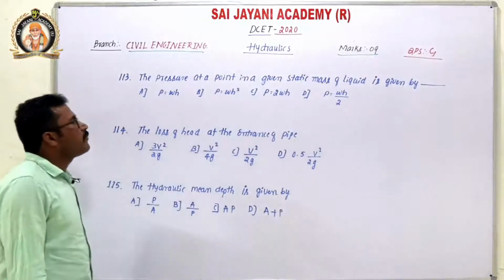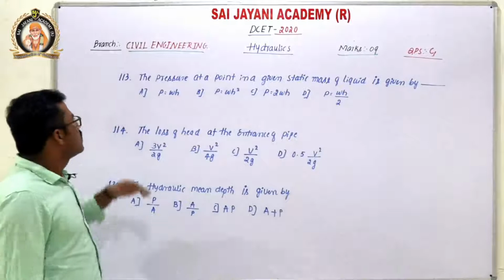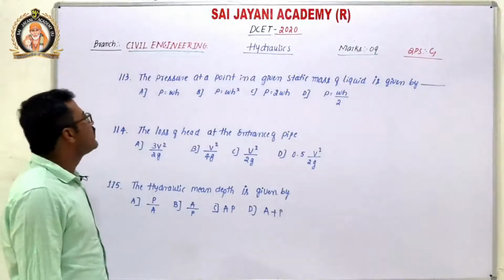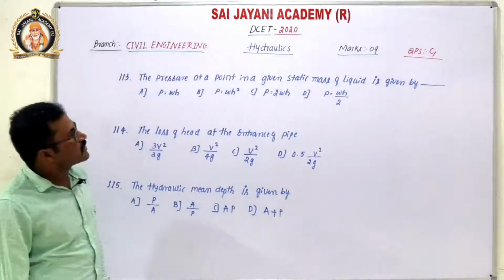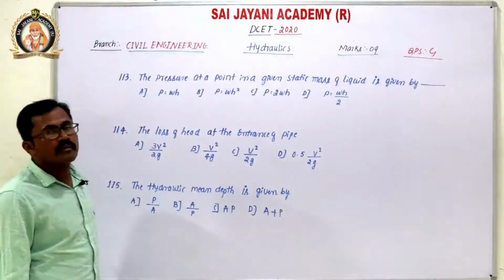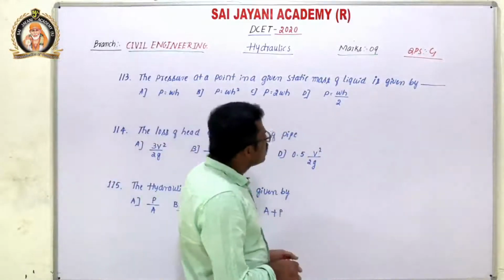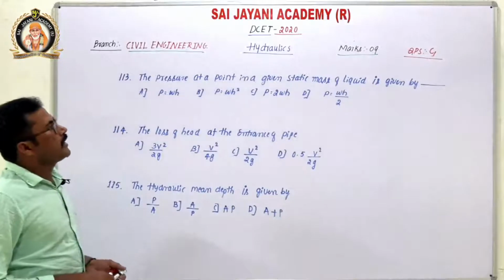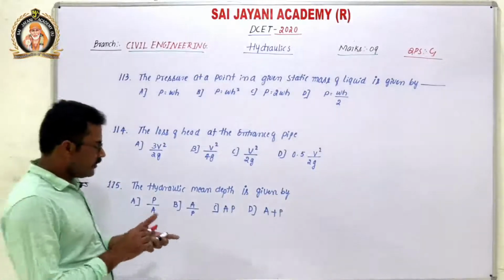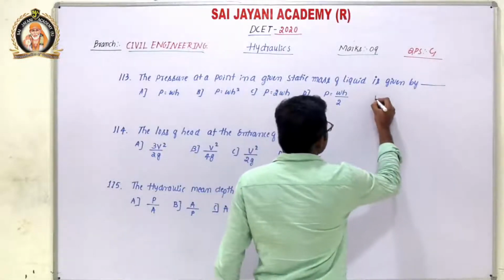The pressure at a point in a given static mass of liquid is given by dash. Option A, P is equal to W into H. Option B, P is equal to W into H square. Option C, P is equal to 2 times of W into H. Option D, P is equal to WH by 2. So the pressure at a point in a given static mass of a liquid. So from hydrostatic law, we have that.